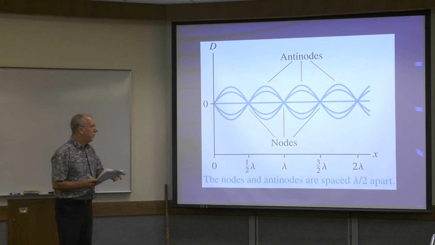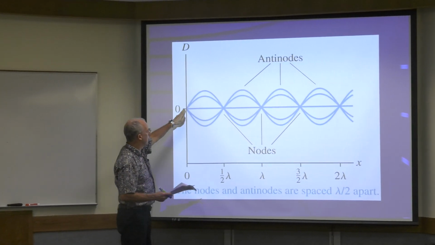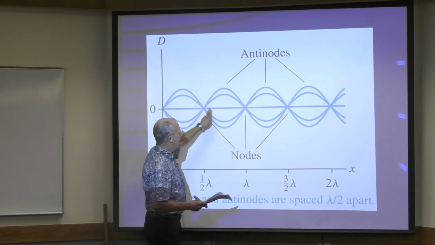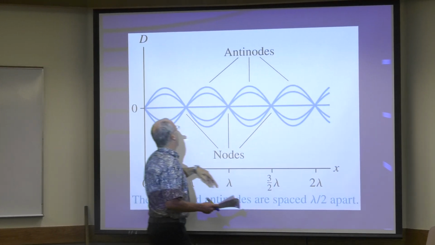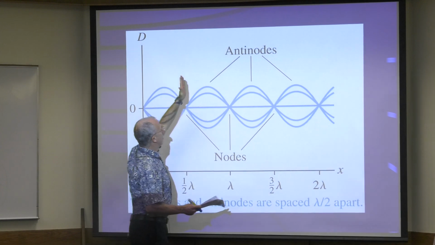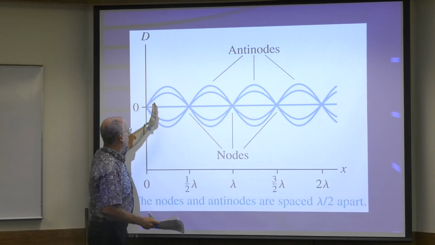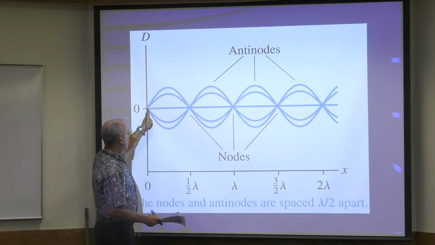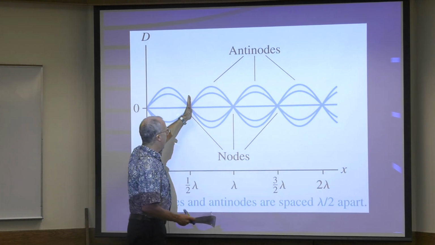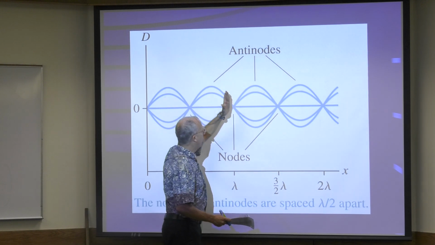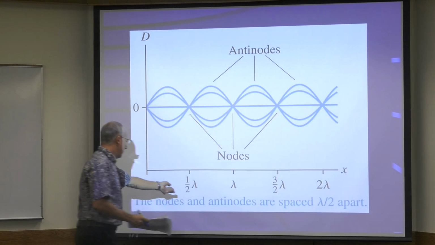All right, so we just discussed the fact that the nodes are spaced a half wavelength apart, and the antinodes are also spaced a half wavelength apart. The antinodes, if this is 0, this is lambda over 4, this is half a lambda, 3/4 lambda, 1 lambda, and so forth. So there you go.